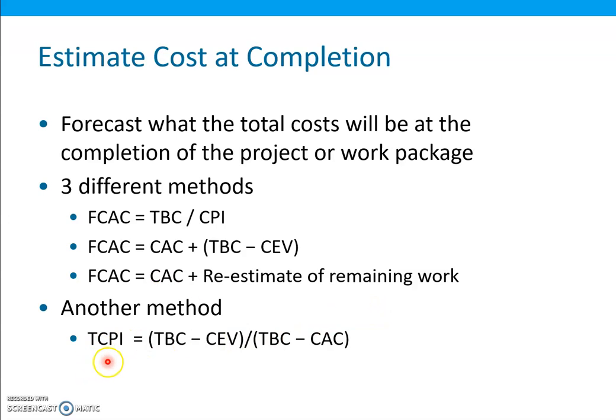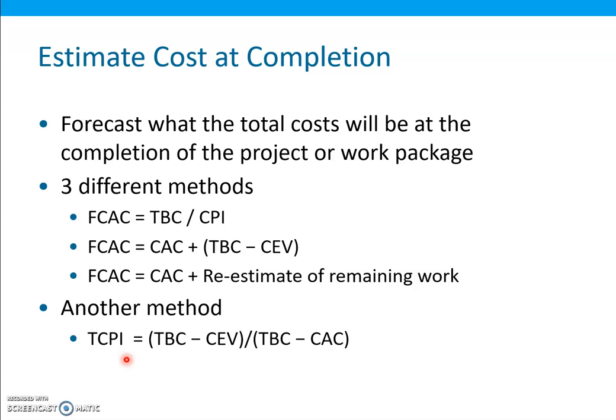There is another formula, called the TCPI. CPI is cost performance index, and TCPI is the to-complete performance index. That means it is for the performance of whatever work remains.